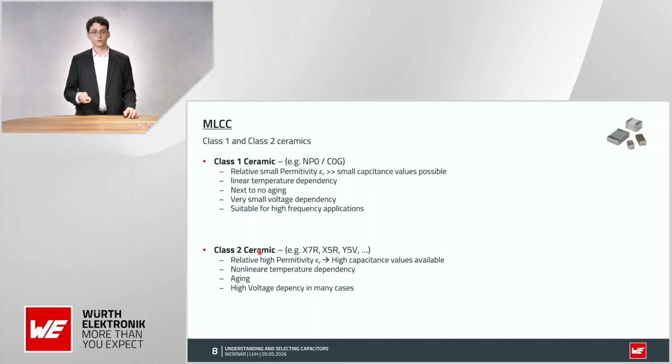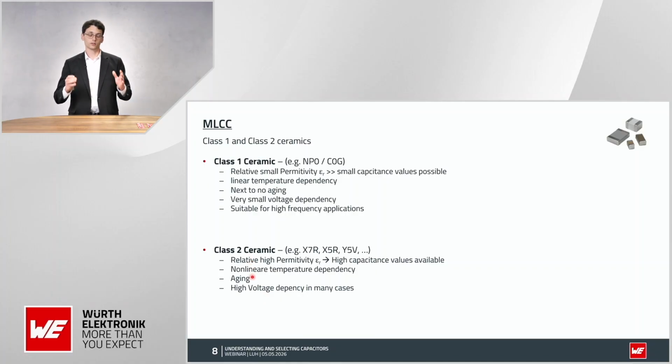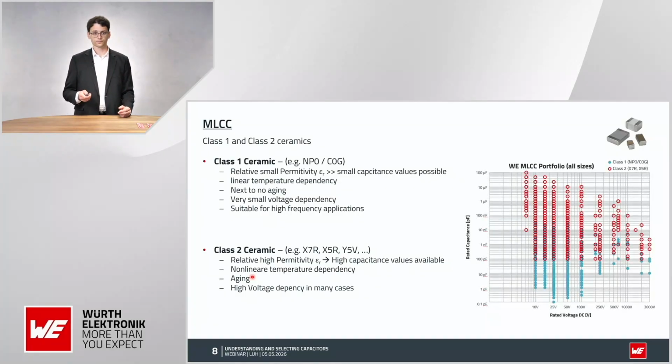For class 2 ceramics, it's completely different. We have a very high relative permittivity, which leads to a lot of capacitance, but we have strong effects. So we see a strong capacitance drop with applied voltage. We have also an aging effect. So therefore, class 2 ceramics have a lot of capacitance initially, but if I apply some voltage or if we have some aging, the capacitance can drop. So this is the main difference here when we talk about the inner structure.